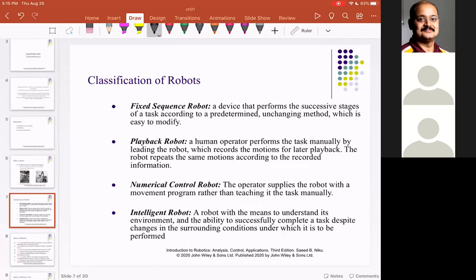So this is the basic classification of robots. You have the fixed sequence robot, the playback robot, the numerically controlled robot, and finally the intelligent robot. And this transition was made possible by the advances in the amount of computing power that we have available. The fixed sequence robot is something like pick and place: pick from one location, move it to the second location, and drop it.